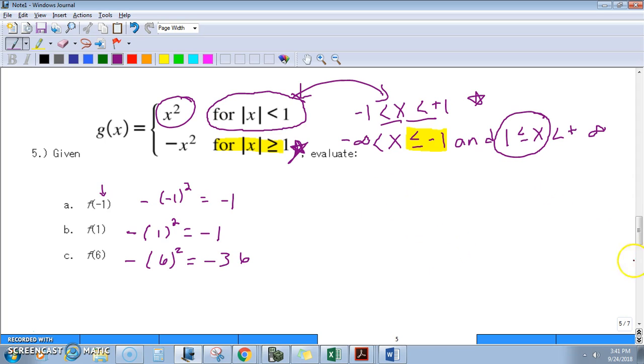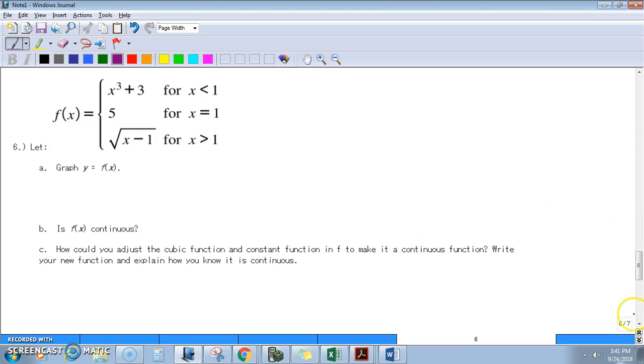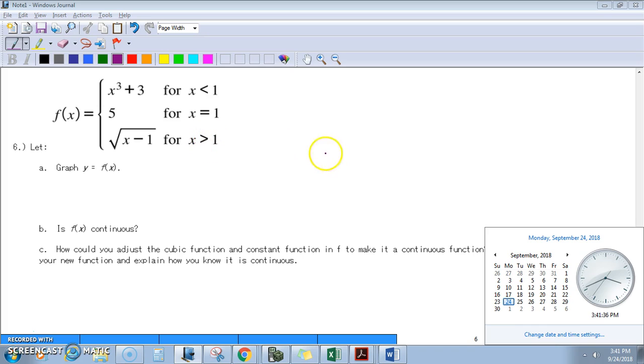Cool. And then the very last one, hopefully should be a little bit easier. Maybe I can graph this in Desmos. Let me pause it and see. Give me 1 second.